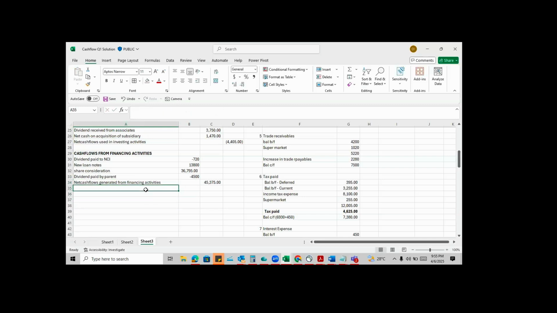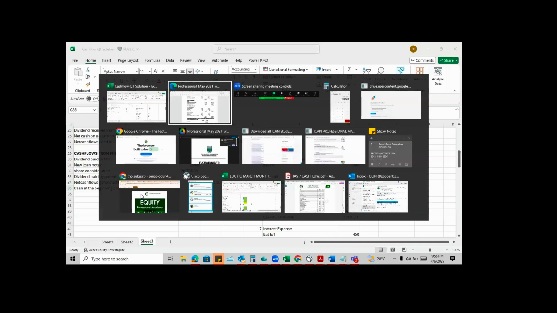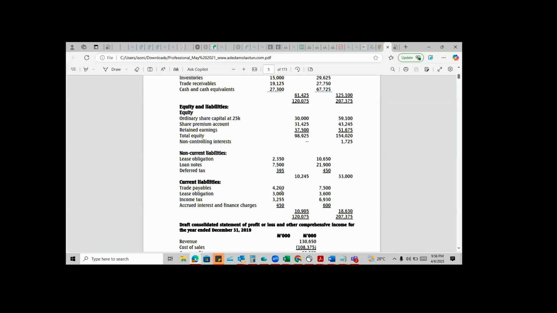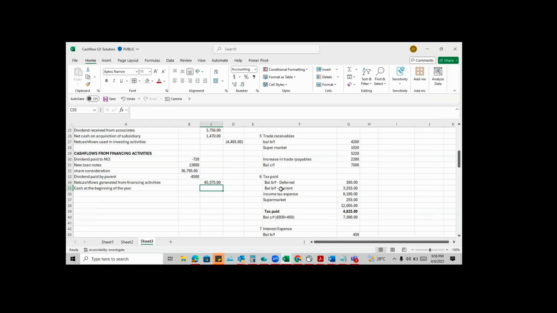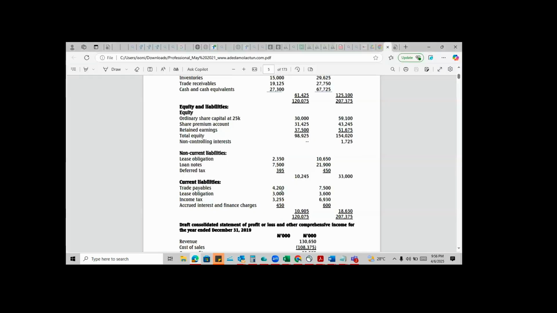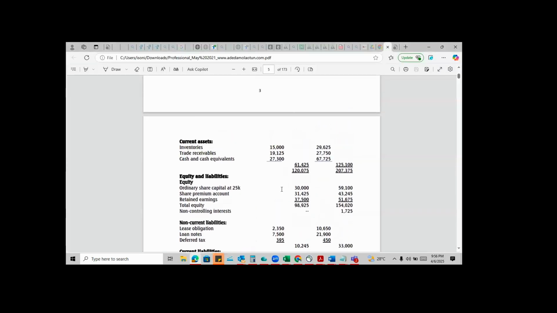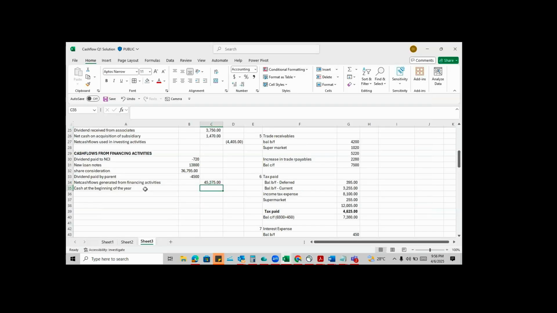So at this point, we can say cash at the beginning of the year was how much? Cash and cash equivalent was 27,300. All right.